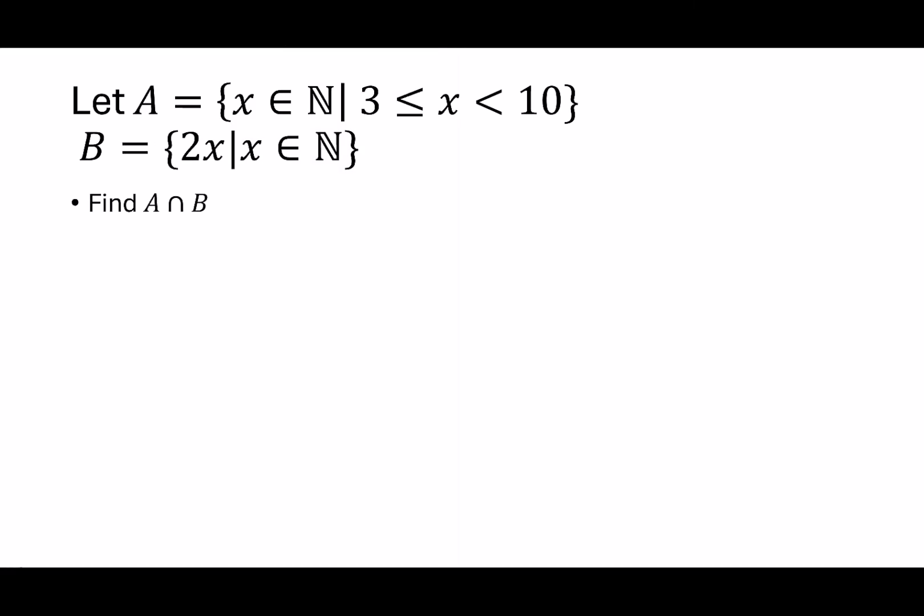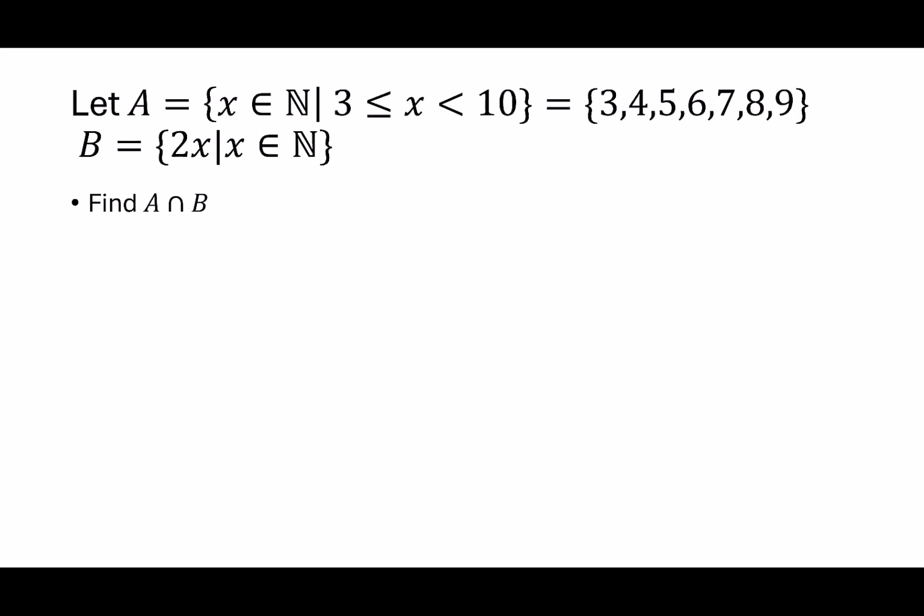Let's change our two sets. This time, A is the set of all natural numbers X where X is greater than or equal to 3 and less than 10. B is the set of all 2X where X is a natural number. We're going to start by finding the intersection of A and B. You might find it helpful to write out the elements in A. I have 3, 4, 5, 6, 7, 8, and 9. Remember, don't count 10 because it says just less than. 2X means that I only have even numbers. So when I look at my numbers 3, 4, 5, 6, 7, 8, and 9, I just want to grab the even numbers, which are 4, 6, and 8. Those elements are both in A and B.